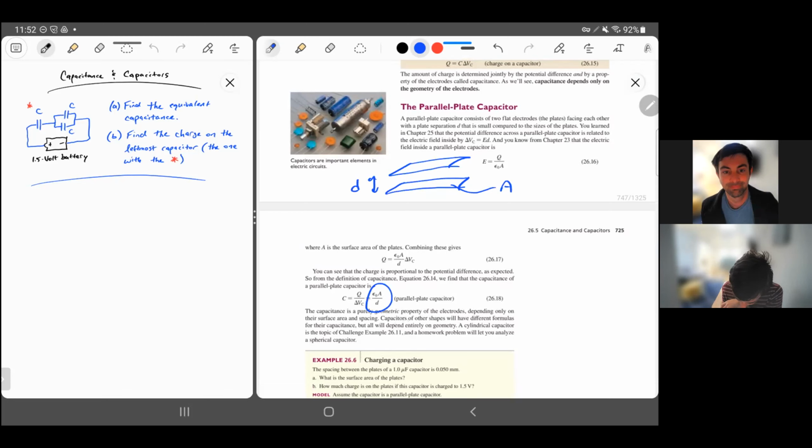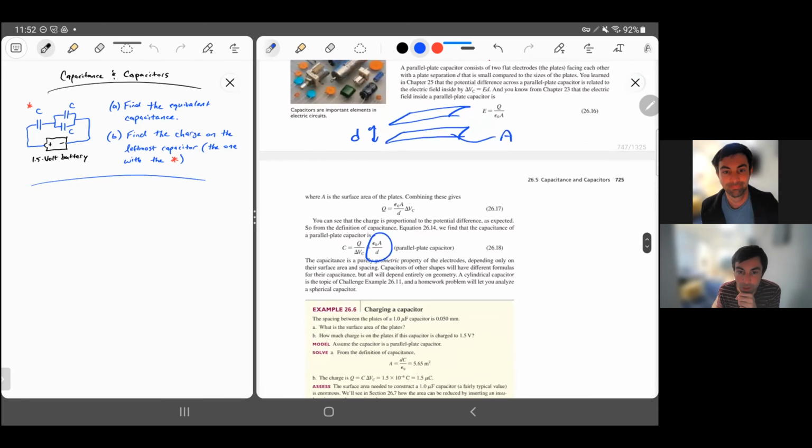And I want to emphasize what the book says, that this is a geometric property, right? It only depends on the area of the plates and how far you're separating them, but nothing else. It doesn't depend on the charge that you're putting on it or what battery you're hooking it up to. So it's a purely geometric property, and that's in general true for any capacitor. We can modify it by maybe sticking some plastic in between here. That would modify the capacitance of the capacitor, but we'll talk about that later when we talk about dielectrics.